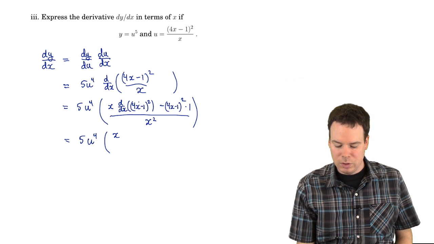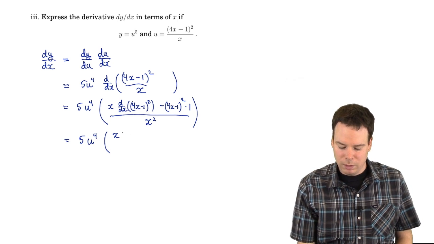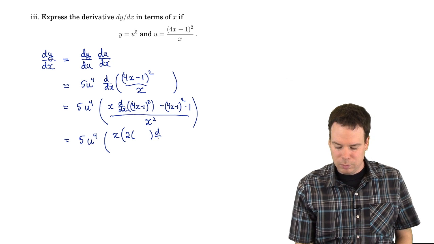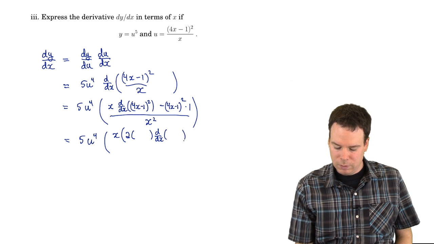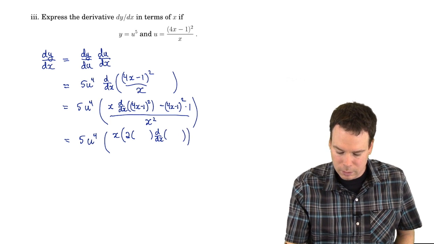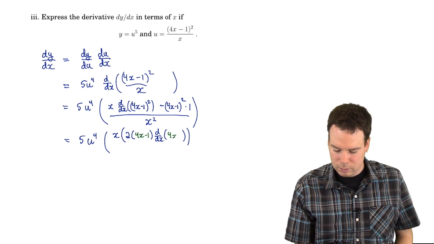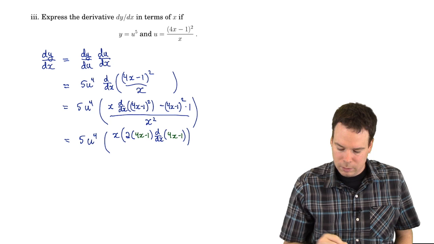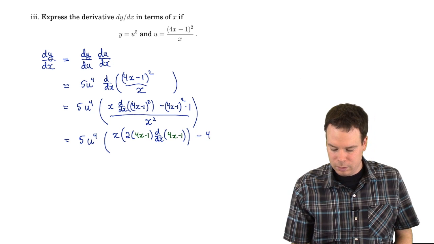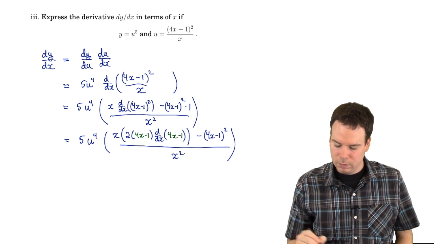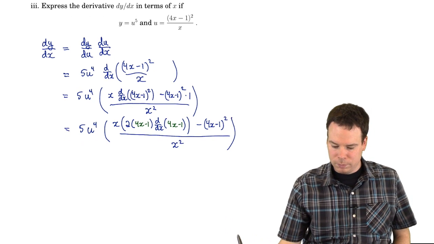Well, the top is a composition. It was (4x minus 1) all squared, so we need to apply a chain rule there. It's 2 times the inside function times the derivative of the inside function. And in this case, the inside function was 4x minus 1. And then we can carry on, and then that was minus (4x minus 1) all squared, and all that was over x squared. So that step was by the chain rule.